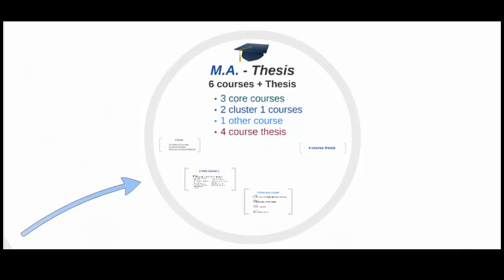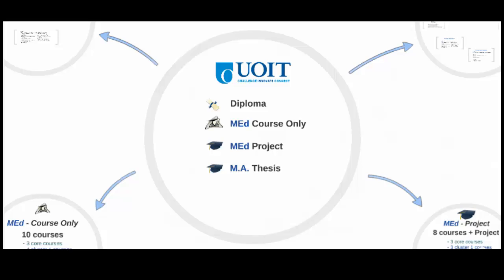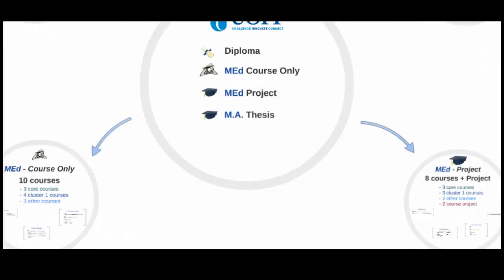A thesis is different from a project in that it involves the collection of data and investigating a new area of educational research in technology. The MA thesis, if pursued part-time, typically takes 2 to 2.5 years to complete. And those are the 4 options in our online Masters of Education program in Digital Technologies.